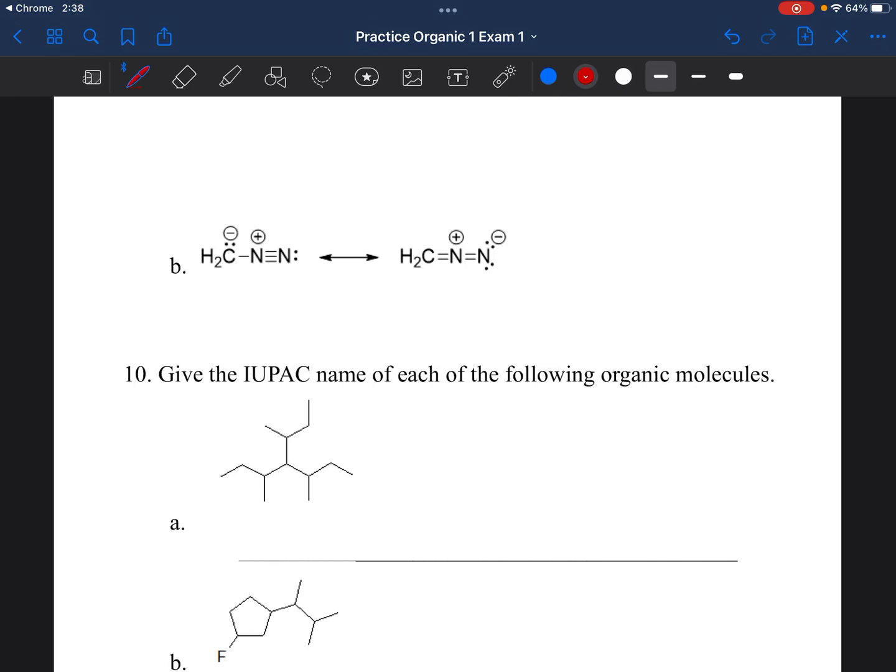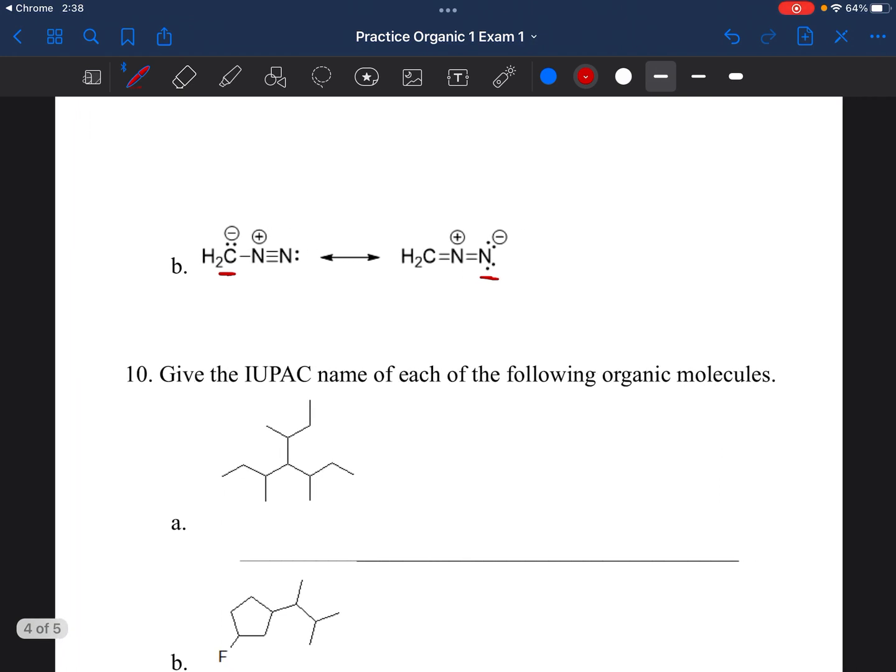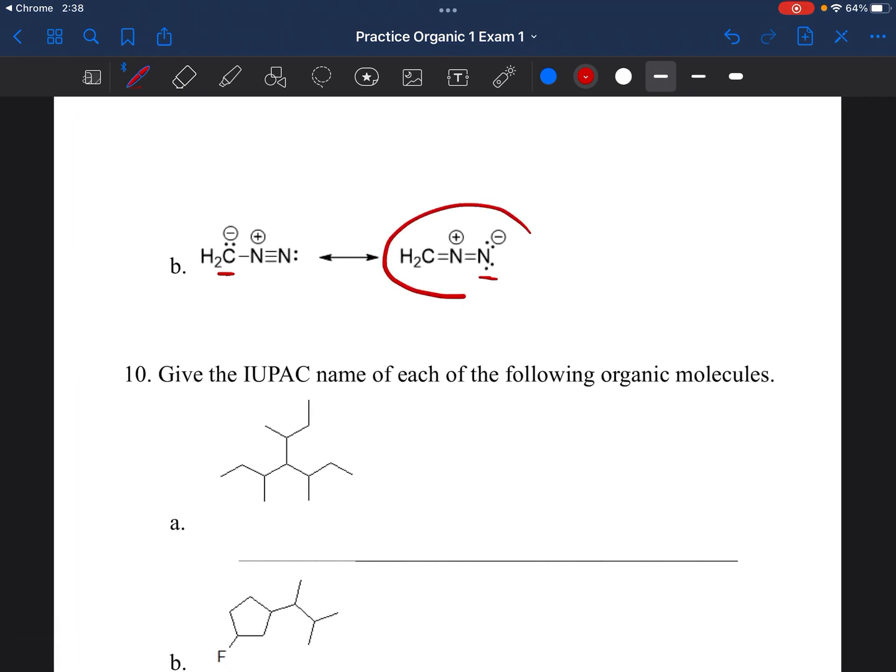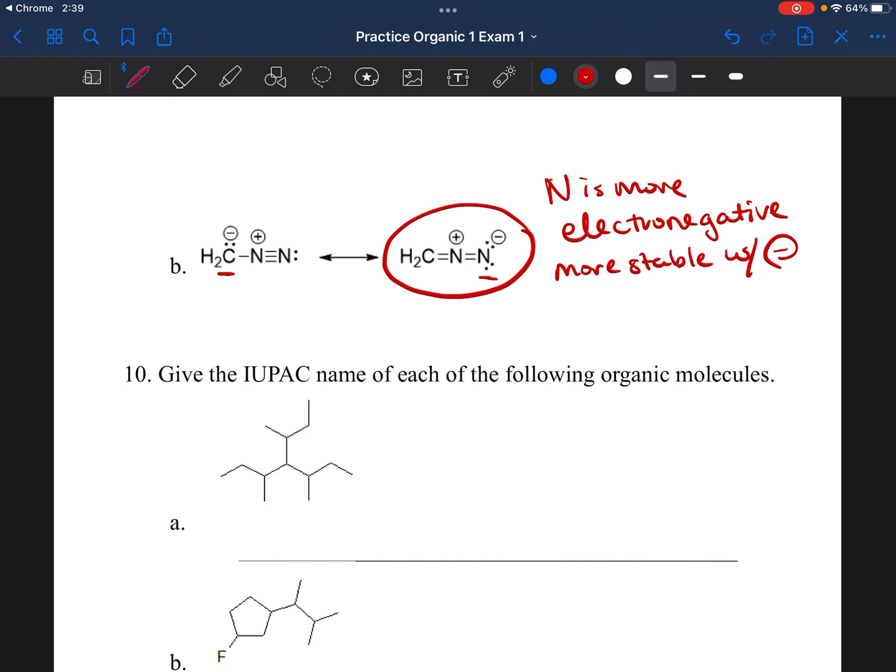If I am comparing these two structures, everything has a full octet. A negatively charged carbon has a full octet, so that first rule doesn't help us. The second rule is formal charges. Well, they each have a plus and a minus and a neutral atom, so that doesn't really help us. So we have to think about where the charge is located. The only difference is the negative charge is on the carbon or on the nitrogen. They both have plus on a nitrogen. So nitrogen is more electronegative, and so it is more stable with that negative charge.